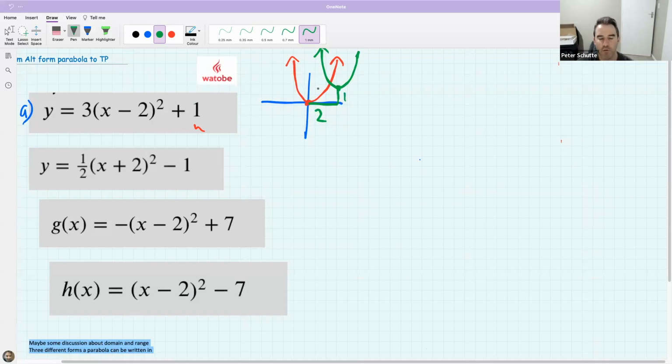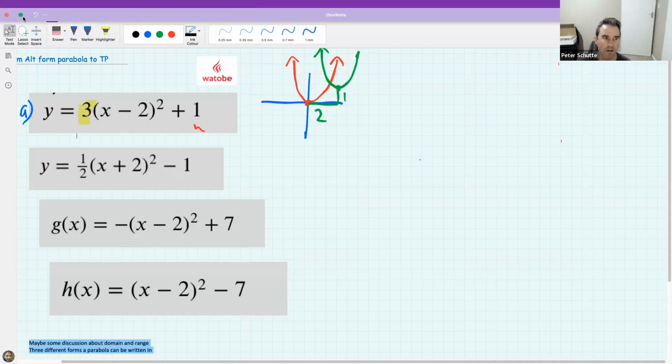Okay. Now, before I read off the turning point, I just want to ask for bonus points. What does the 3 over here do? So if the green takes into account the 2 shifts, what does the 3 do to the graph? It's a bit harder. It's not impossible.